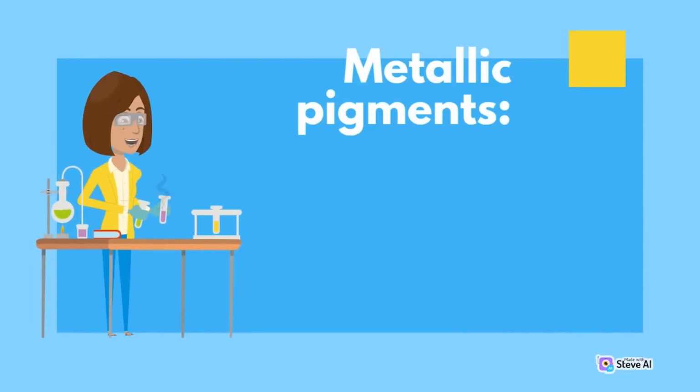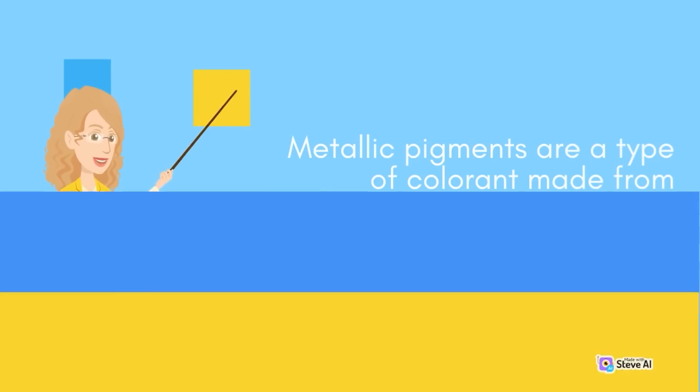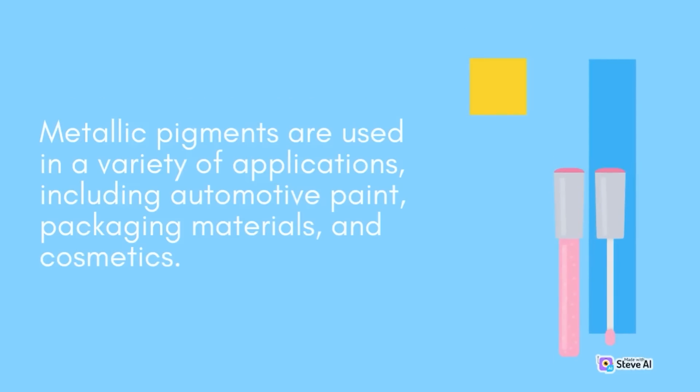Metallic pigments. Metallic pigments are a type of colorant made from metallic powders, such as aluminum, copper, or bronze. Metallic pigments reflect light and create a metallic effect. Metallic pigments are used in a variety of applications, including automotive paint, packaging materials, and cosmetics.